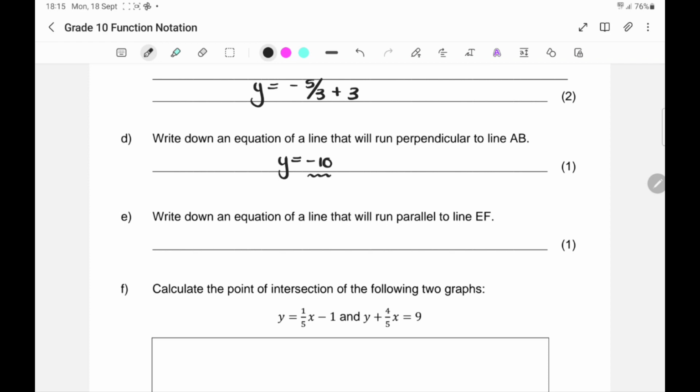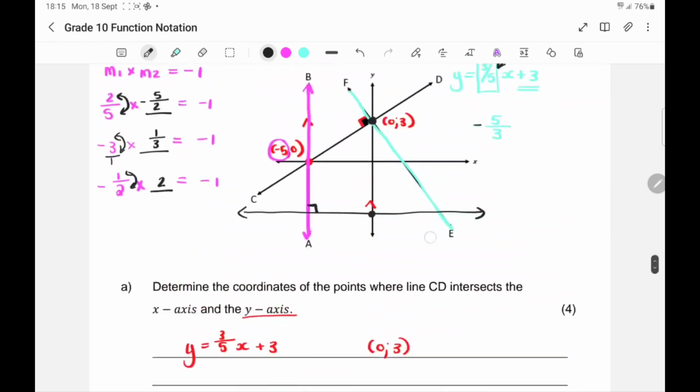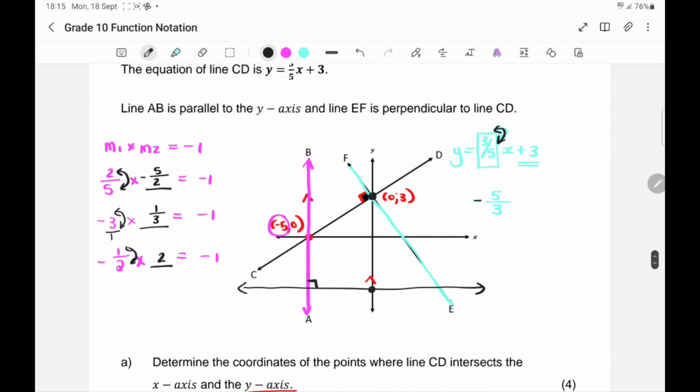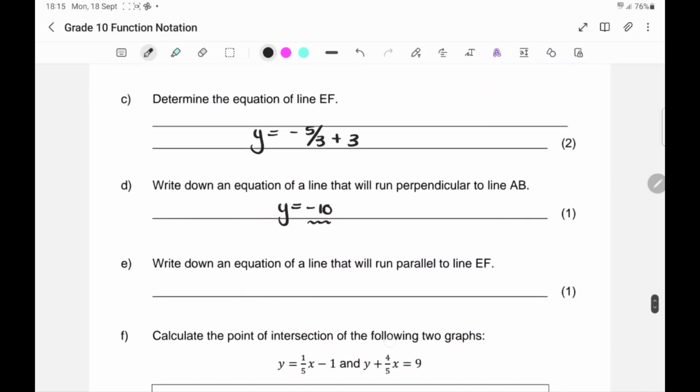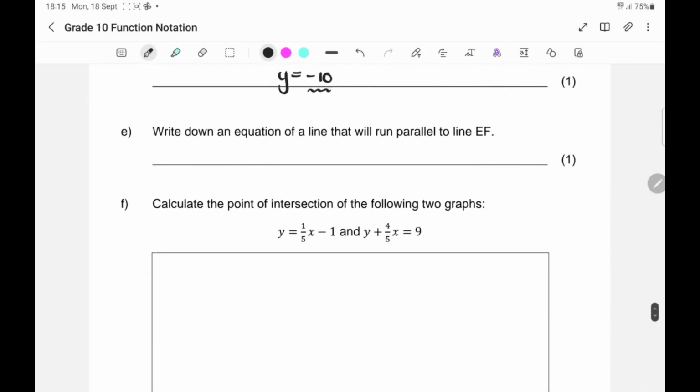Then they say write down an equation of a line that will run parallel to line EF. EF, what will run parallel to that? So we have worked out the line over here. So we have to have the same gradient.